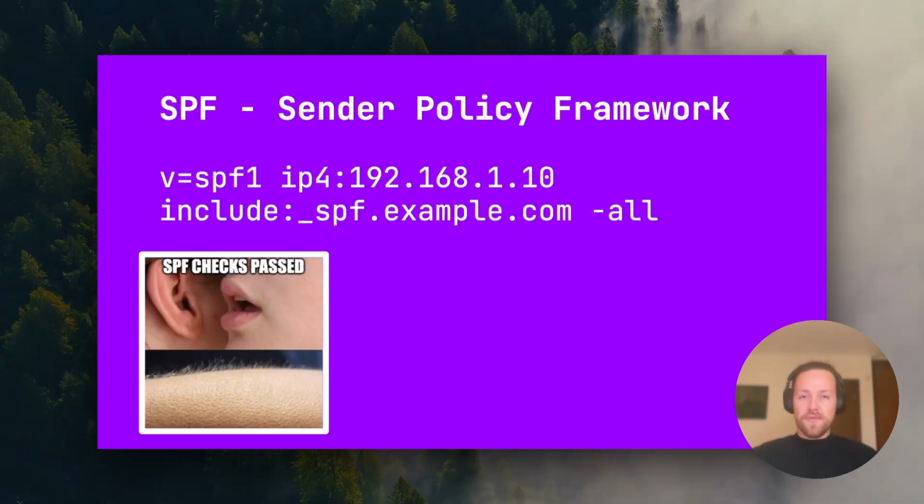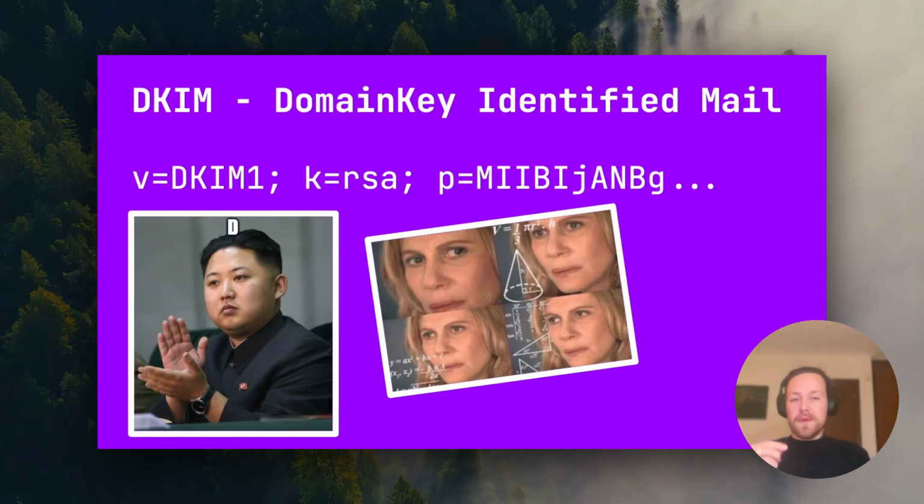email server. So a typical SPF record might look something like this, and that text line just tells receiving mail servers which host names or which IPs are allowed to send email on behalf of your domain. So if an email comes from a server that's not listed, it will fail the SPF check. DKIM is a bit more complicated.